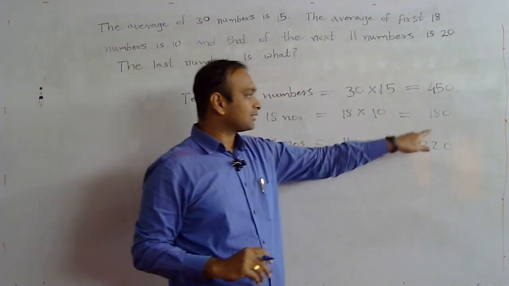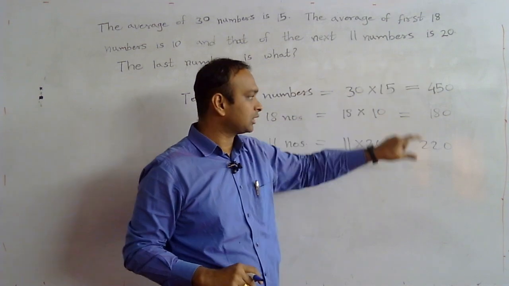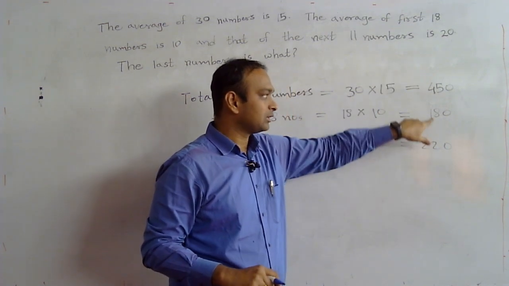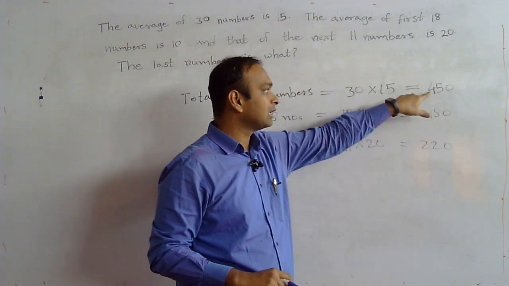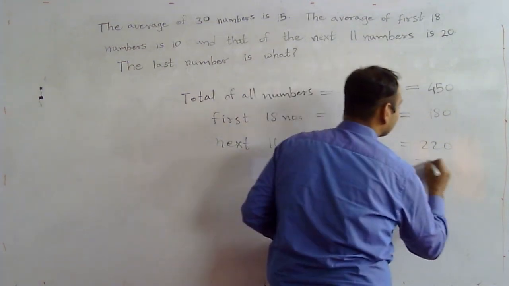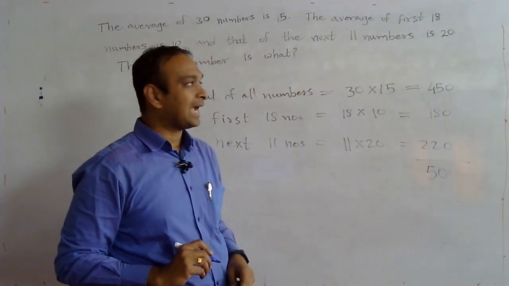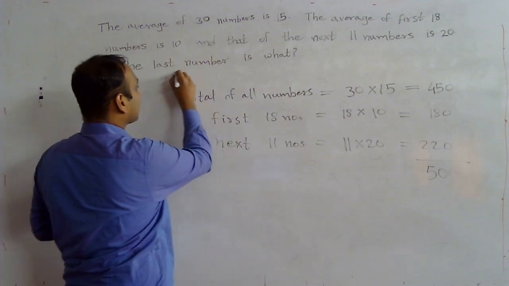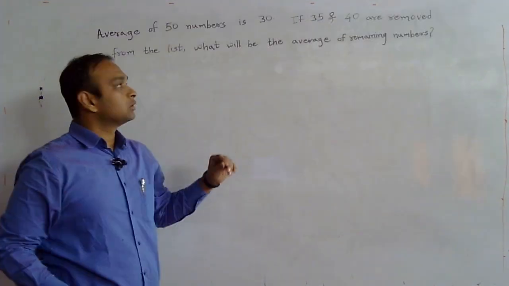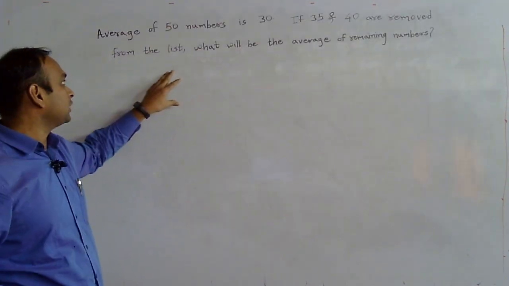So let's add these two first and then we can subtract these from this. Addition of these two will be 220 plus 80, 300, 300 plus 100 will be 400. If we subtract 400 from 450, we get the answer as 50. And that's why the last number which is asked is 50. Our answer is 50.